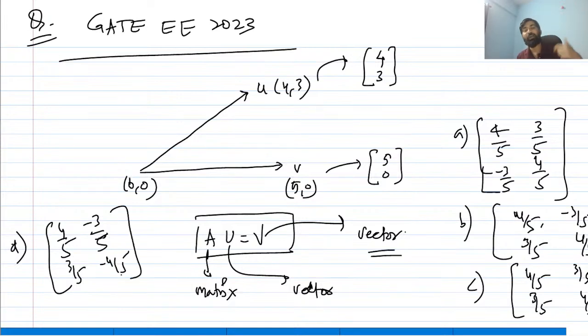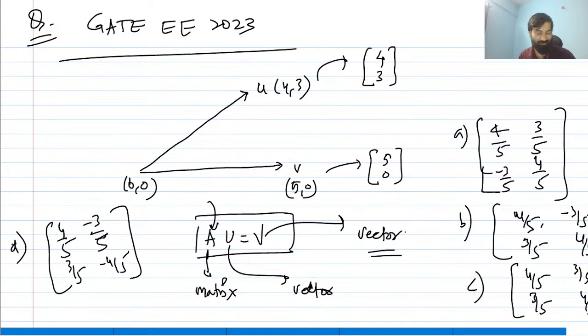If you have attended my session, then you should not face any challenge here. The question is: in the figure, the vectors u and v are related as A u equal to v by a transformation matrix A. This matrix A is called the transformation matrix because it is transforming one vector into another vector. So what is that matrix?